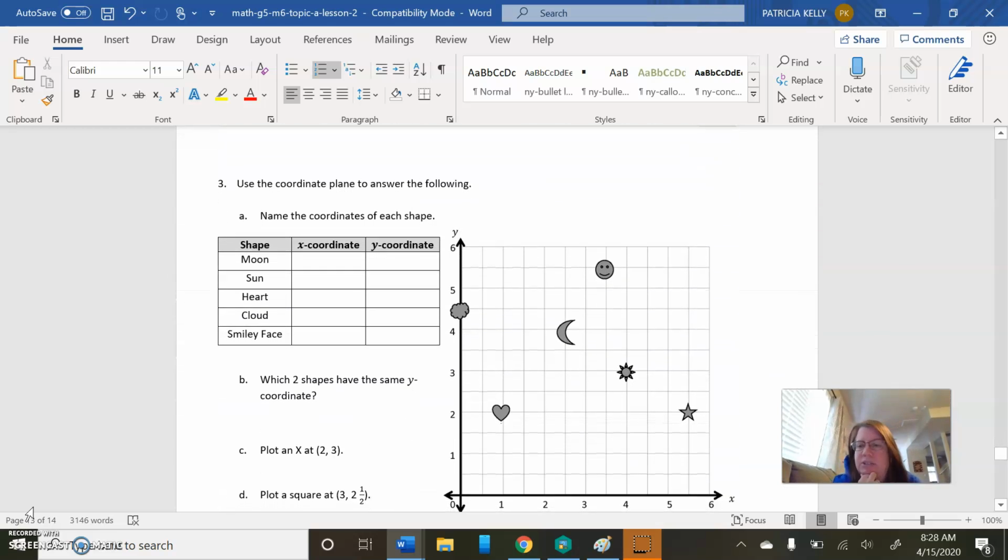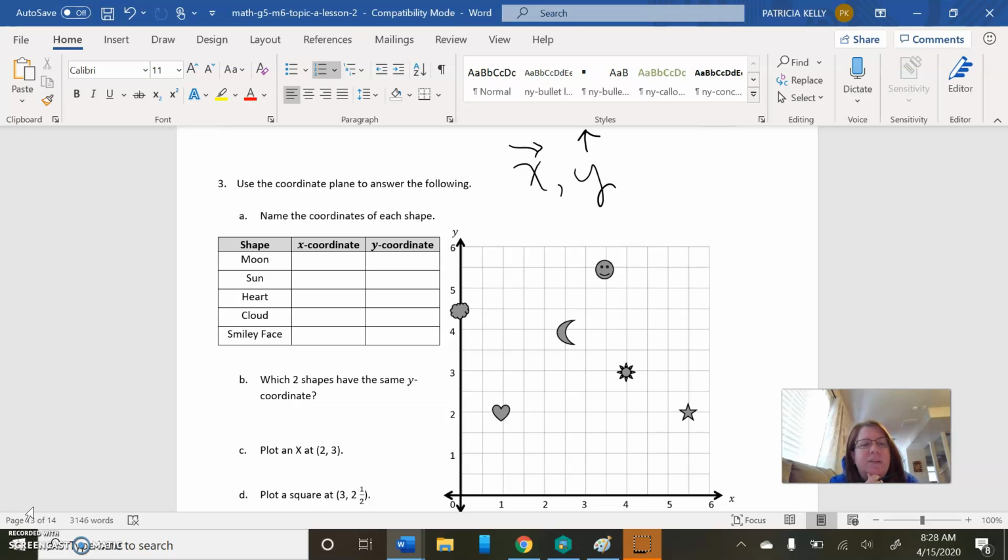The next part is essentially the same thing but backwards. They gave you the shape and they want to know what the coordinates are. Remember, you're going to go x and then y. You're going to go over. Always over and up, over and up.